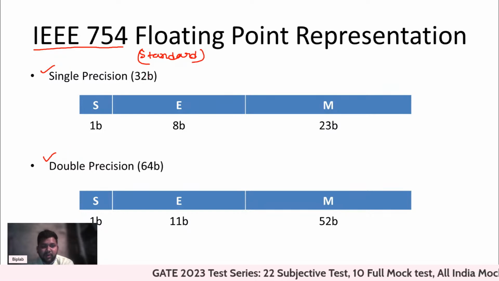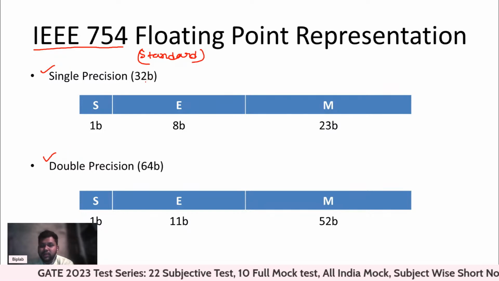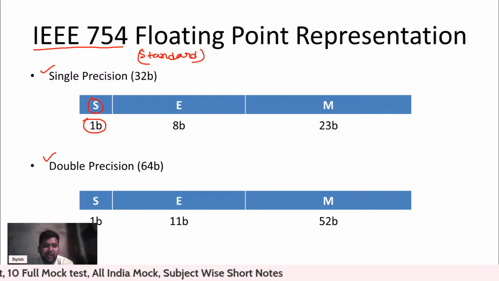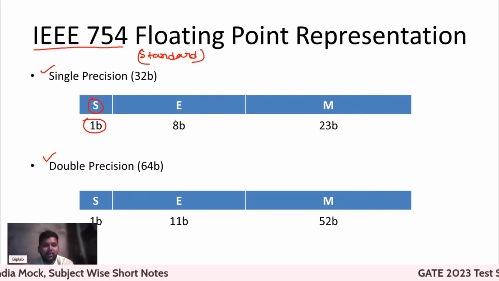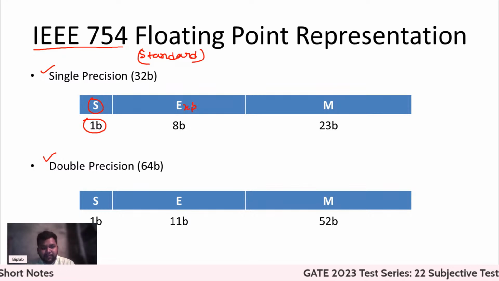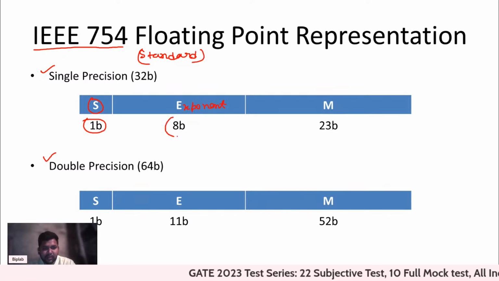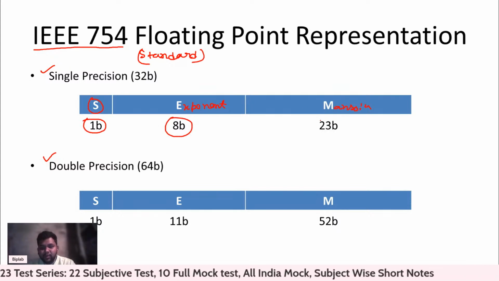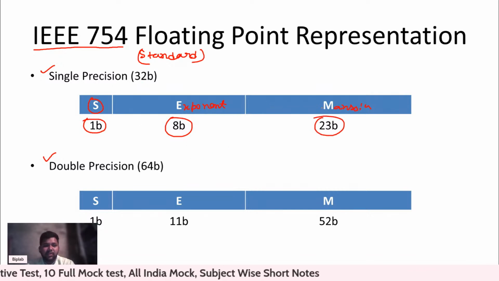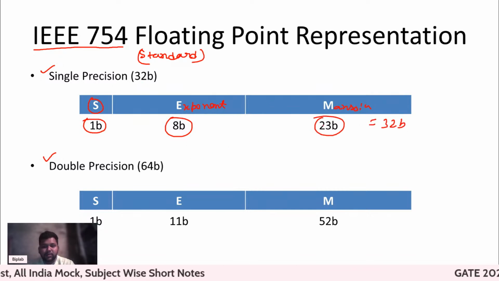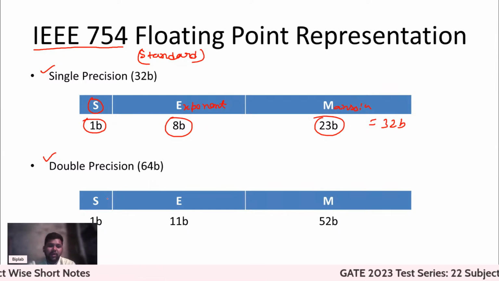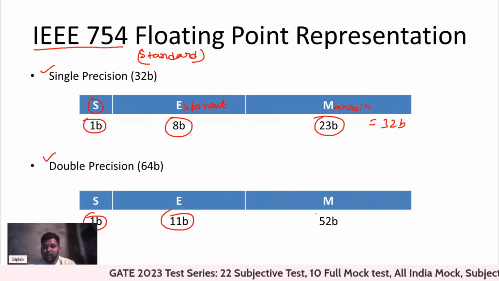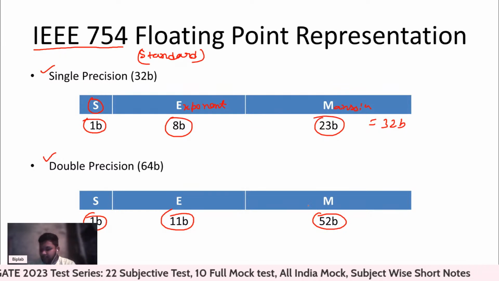In single precision, we store the number in 32 bits, where the first one bit is used as the sign, the exponent is 8 bits, and at last the mantissa is 23 bits. If you sum all this in single precision, you get 32 bits. In double precision, again 1 bit for sign, 11 bits for exponent, and 52 bits for mantissa.